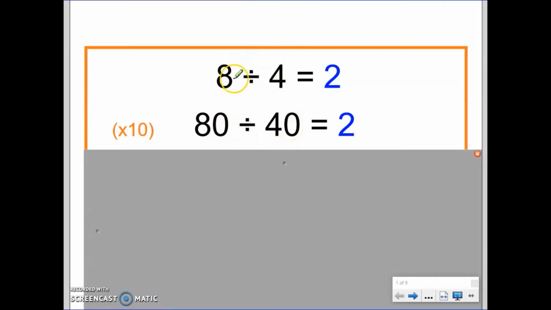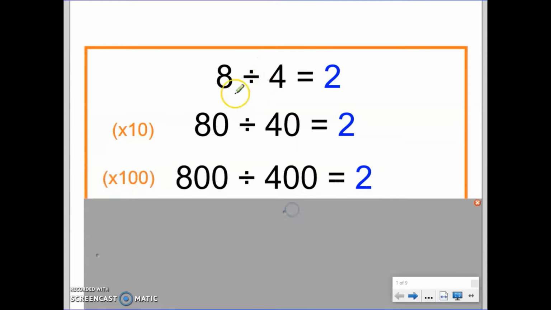If I was to go back to my original question and multiply it by 100, so 8 times 100 and 4 times 100, when I go ahead and do the division, I still get the answer 2. How many 400s fit into 800? Well, that is still 2. So even though we've now increased the original question and each value in the question is multiplied by 100, our answer has remained the same.